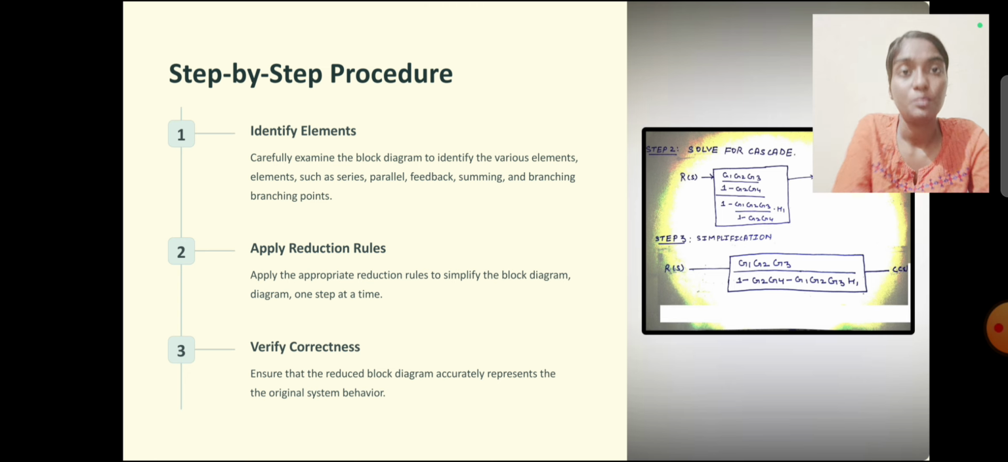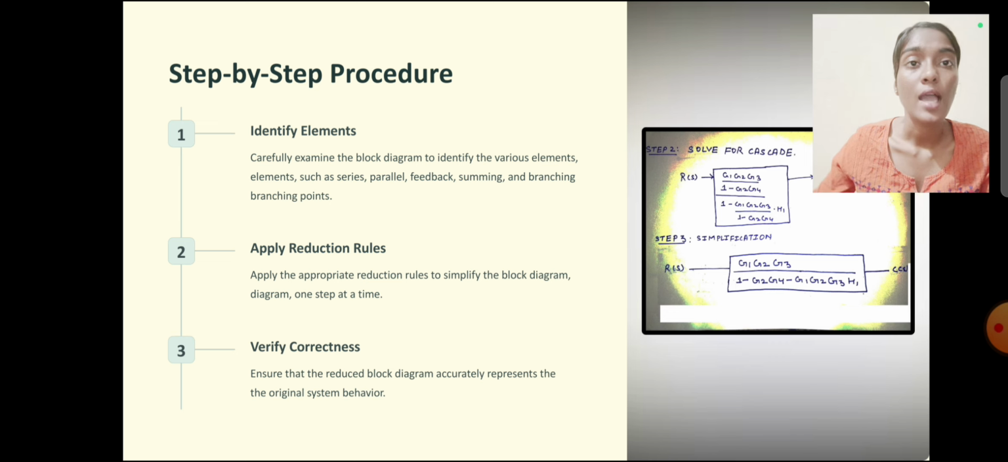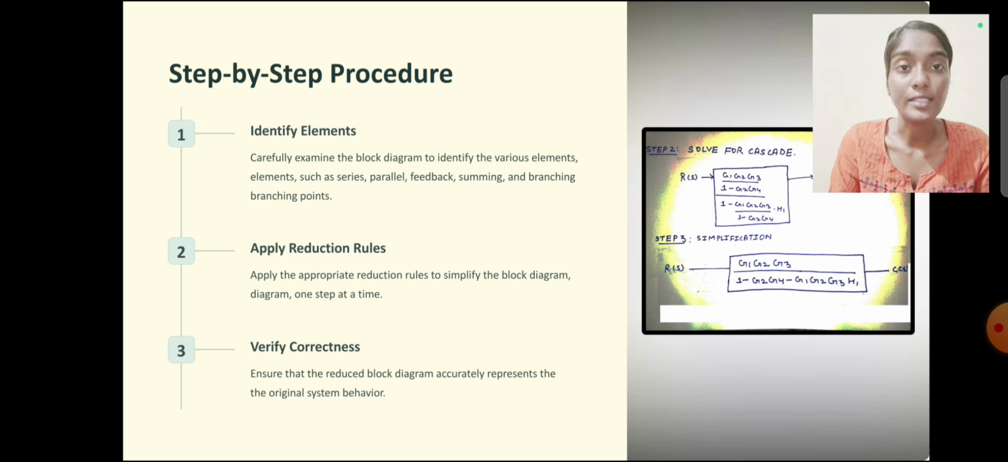Step-by-step procedure. Identify elements: carefully examine the block diagram to identify the various elements such as series, parallel, feedback, summing and branching points. Apply the reduction rules: apply the appropriate reduction rules to simplify the block diagram one step at a time. Verify correctness: ensure that the reduced block diagram accurately represents the original system behavior.